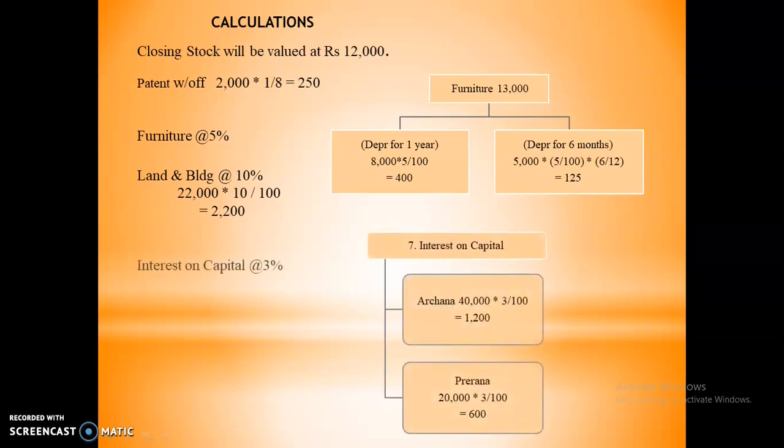Interest on capital, Archana on 40,000, she will be getting an interest of 1,200. Prerna on 20,000, 600 rupees.